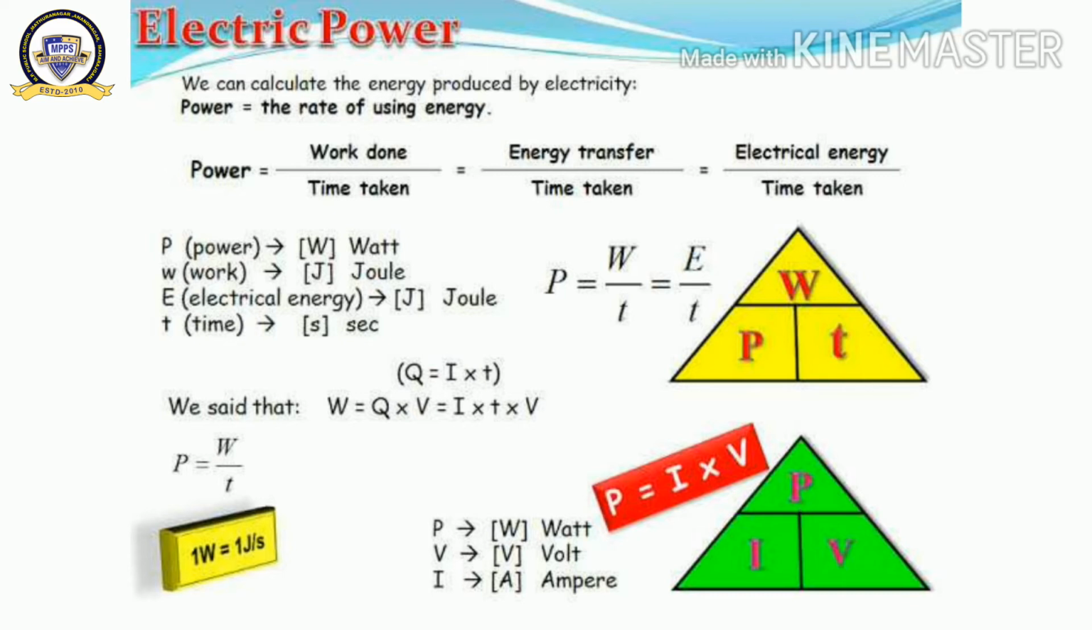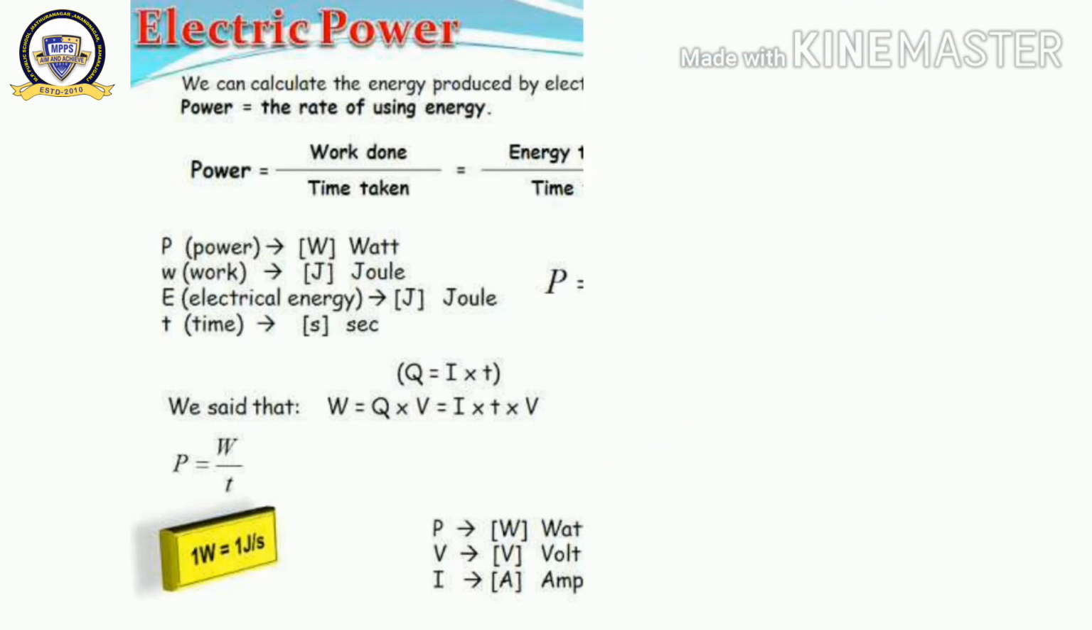The SI unit of power is watt, the SI unit of work done is joule, and the SI unit of electrical energy is also joule. Time, which is very familiar, has SI unit second. So you can say that power is equal to W by t or E by t. So you have the three formulas and you have the SI unit of each one in the figure.